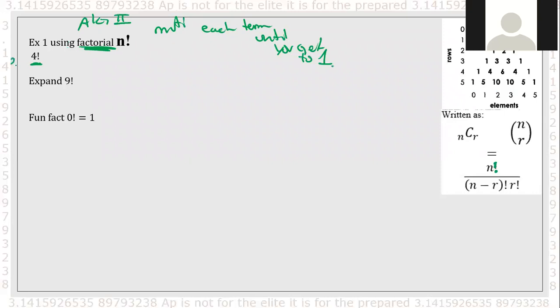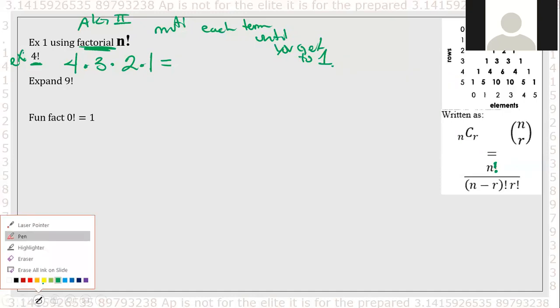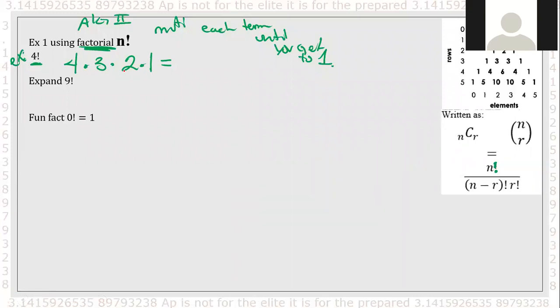So for example, 4 factorial. That means 4 times 3 times 2 times 1, and whatever that equals, we can go ahead and find it. That is what a factorial does. So let's find that solution. 4 times 3 is 12, times 2, that would be 24. That is what a factorial does.